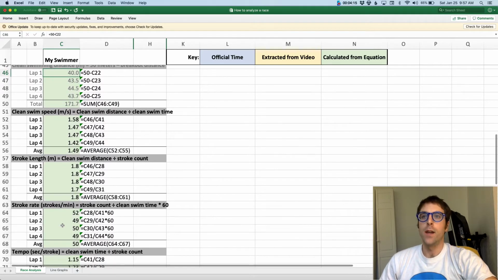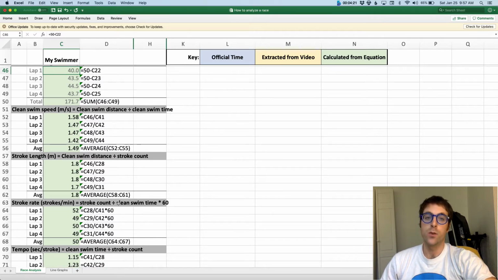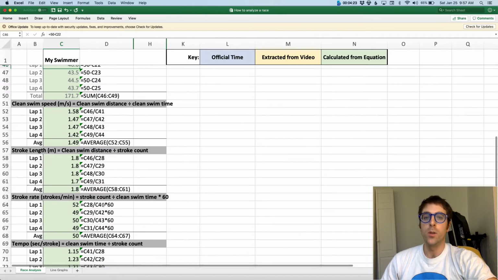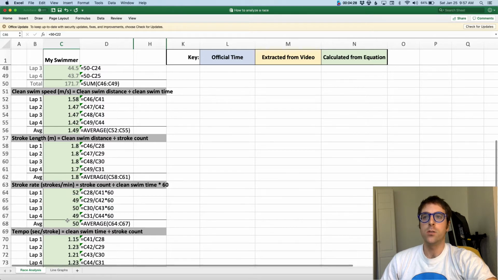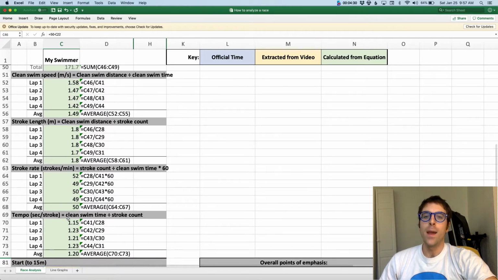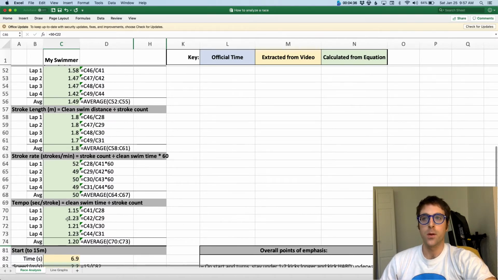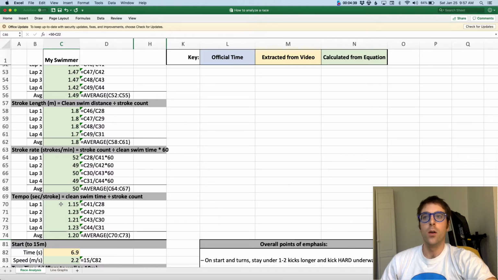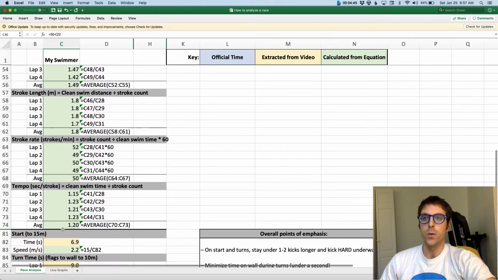You can get the stroke rate by dividing the stroke count by the clean swimming time. It's usually expressed as a number of strokes per minute, so we multiply that by 60. And so she was taking an average of 50 strokes per minute. The way that tempo trainers are usually set are the inverse of that. So instead of strokes per unit time, it's seconds per stroke. So when you divide the clean swim time by the stroke count, you get the tempo. And so her average here was about 1.2.